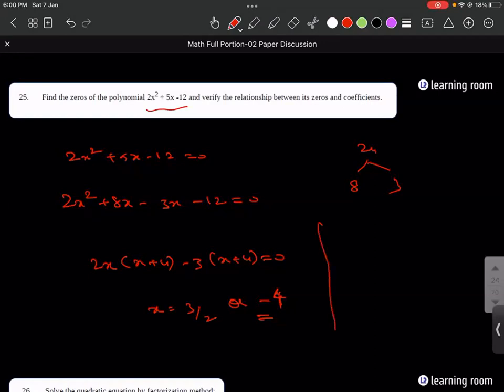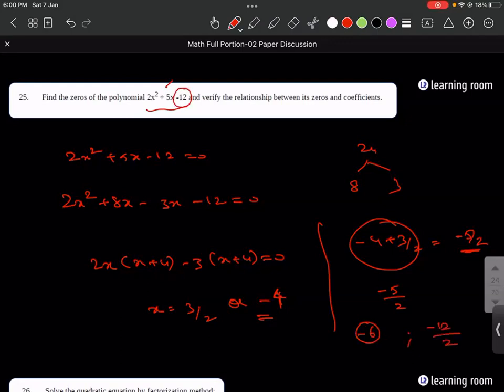So what is the sum of the zeros? Minus 4 plus 3 by 2 is going to give me minus 8 plus 3, which is minus 5 by 2. Are we getting it? So sum of the roots is minus b by a. So minus b by a is minus 5 divided by 2. What about the product of the roots? Product of the roots should give you minus 6. So minus 6 means it is c by a. So c is minus 12, a is 2. That will give you minus 6. Am I right?